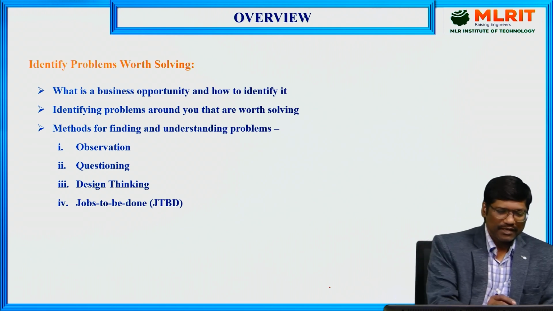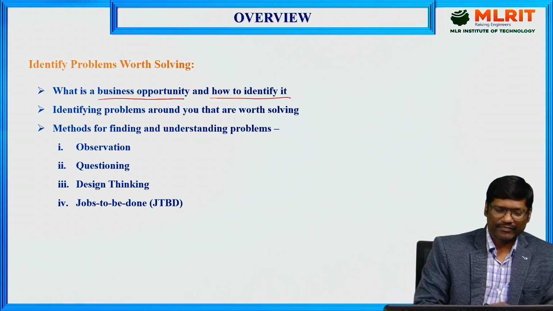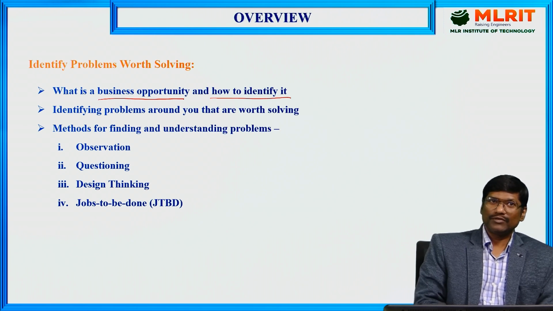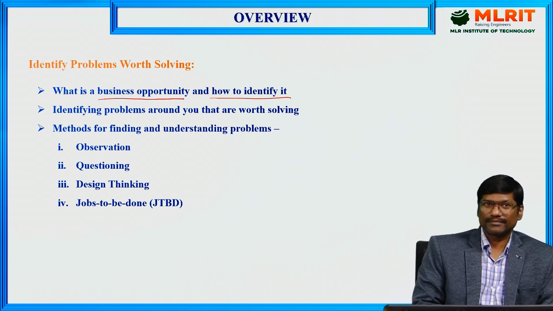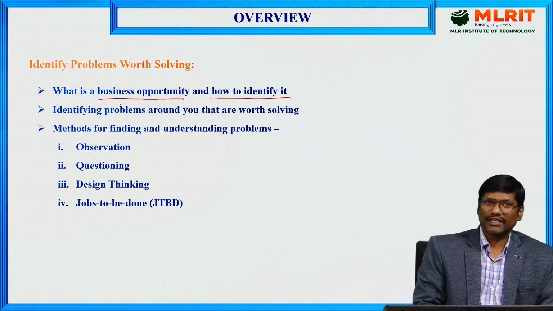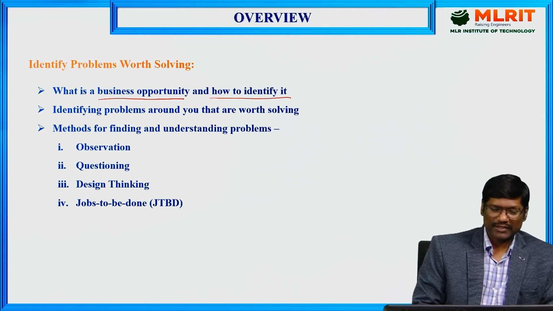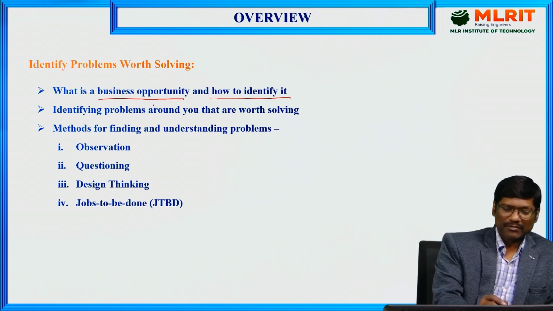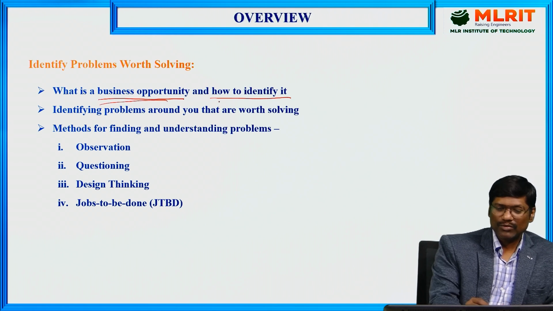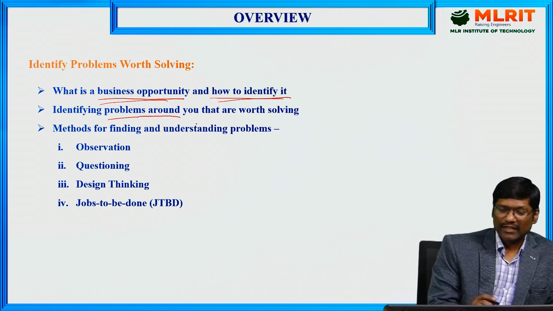The first one is what is a business opportunity and how to identify it. If you are able to find a problem which is worth solving, that turns out to be a business opportunity. Why is it a business opportunity? Because it can bring profits to your business. So we'll see by definition what a business opportunity is and how to identify it. And the second one, identifying the problems around you that are worth solving.